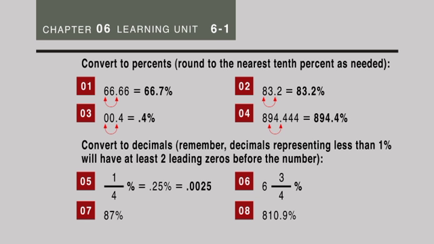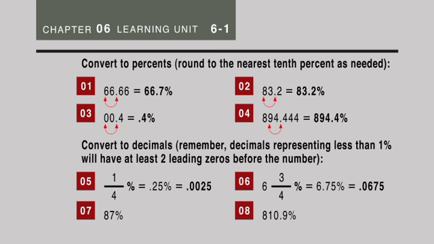For number 6, we're at 6 3/4%. So again, we have to change that 3/4 into a decimal. We take 3, divide that by 4. You end up with 6.75%. Change that into a decimal. You drop the percent sign, move the decimal 2 places to the left, and you have 0.0675.